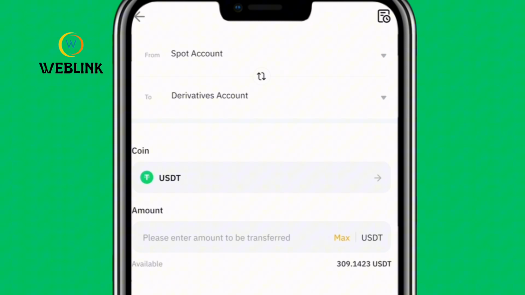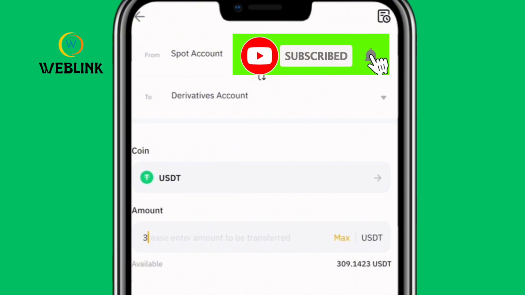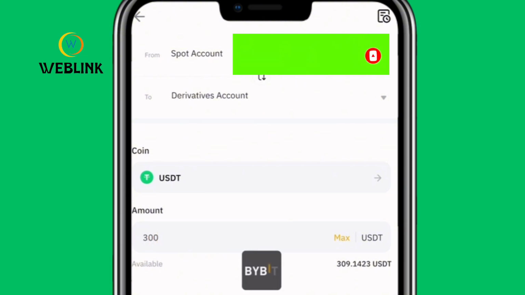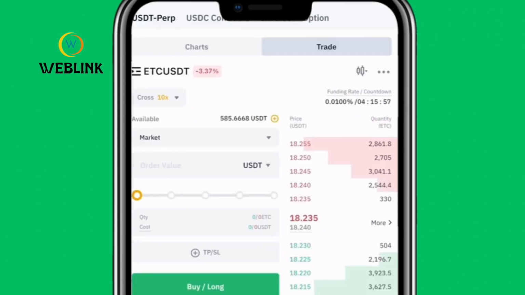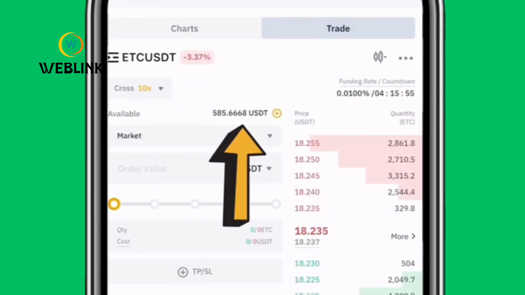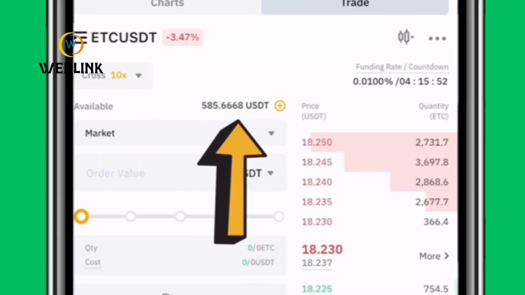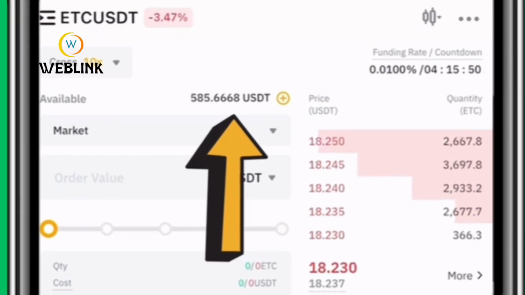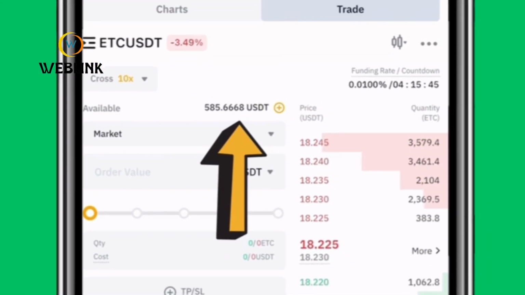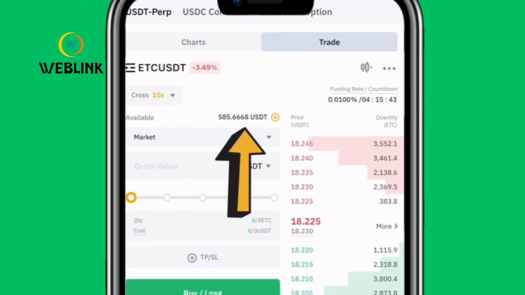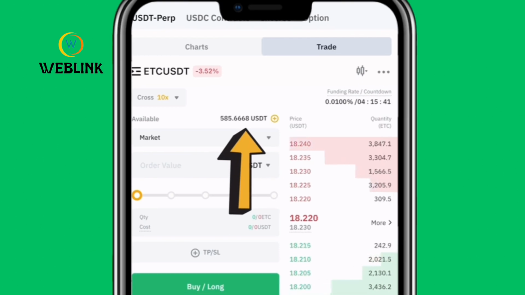Once you have that, you come down and select the coin you want to transfer. The coin I want to transfer is USDT, and then the amount. For example, I want to transfer 300 USDT. Just enter 300 right there and tap on confirm at the bottom of the screen. As you can see right here where the arrow is pointing to, I now have 585 USDT in my derivatives wallet. Before the transfer, I had about 285 USDT in the wallet, and because I've transferred 300 USDT, I now have 585 USDT. So the first thing is to transfer your funds to your wallet.